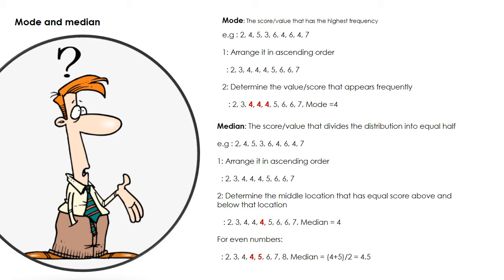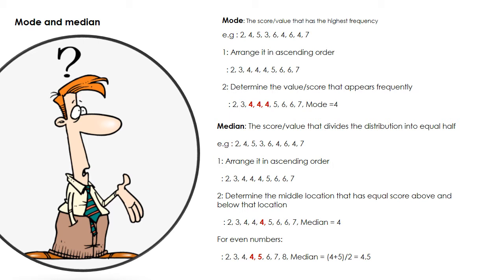For example, if you have data with the score values of 2, 4, 5, 3, 6, 4, 6, 4, 7, what you need to do firstly, in order to identify the mode, is arrange them in ascending order. That means from the smallest to the largest value. So from the values above, I rearranged them: 2, 3, 4, 4, 4, 5, 6, 6, 7.